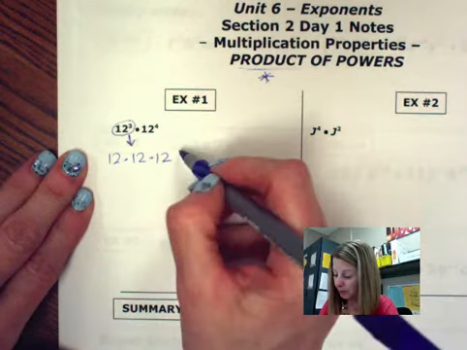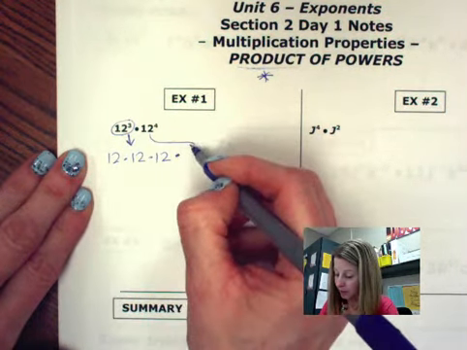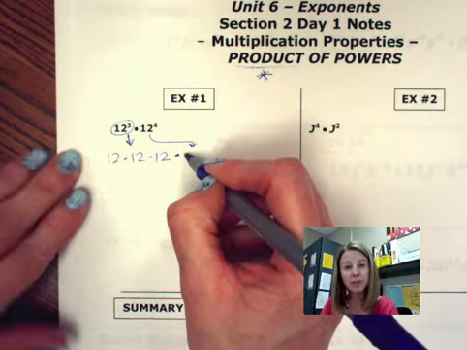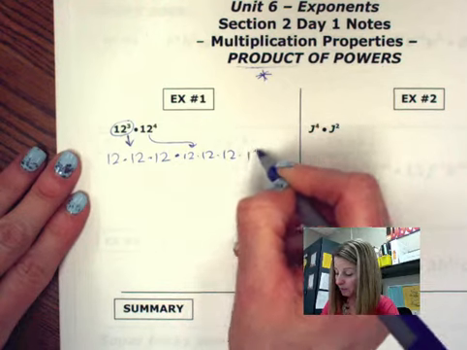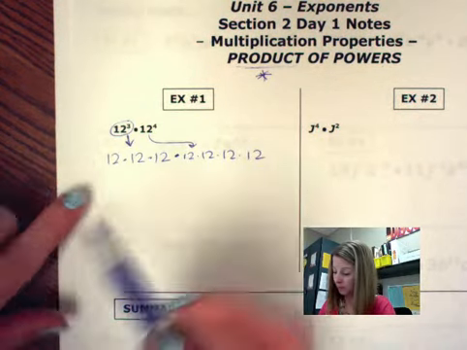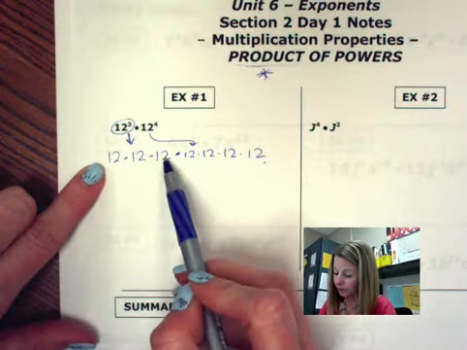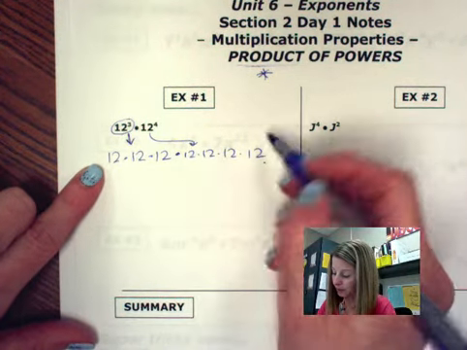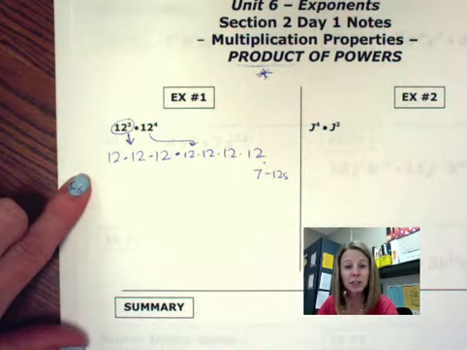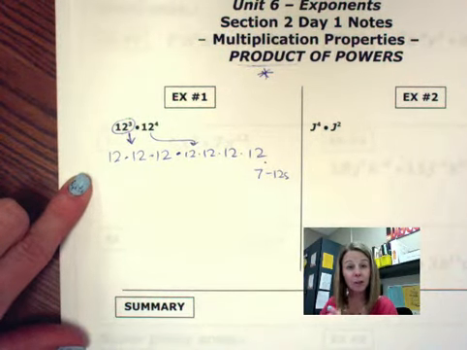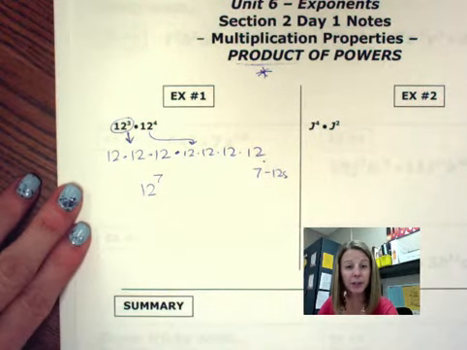Well, I'm going to multiply again by 12 to the fourth. So I can do the same thing over here. I have 4 sets of 12. So 12 times 12 times 12 times 12. Well, if I look at it, I have a lot of 12s here. I have 1, 2, 3, 4, 5, 6, 7 12s. So I have 7 12s. So when I compress that all back together, isn't that the same as 12 to the 7th power?